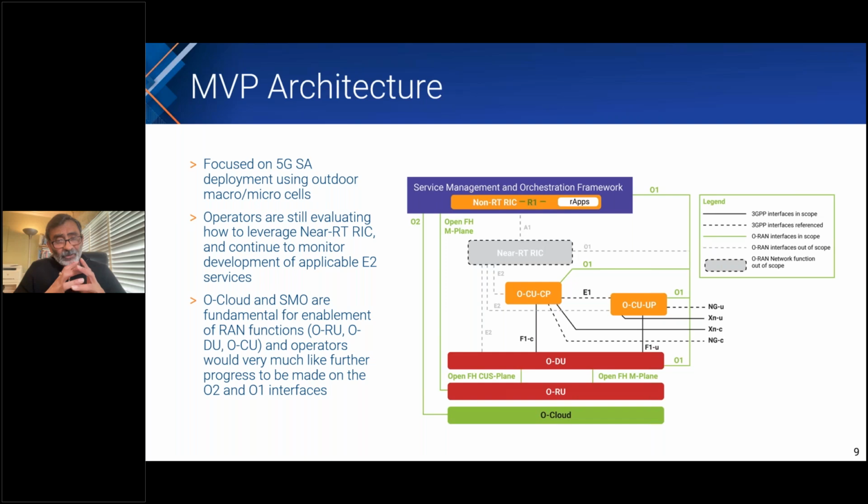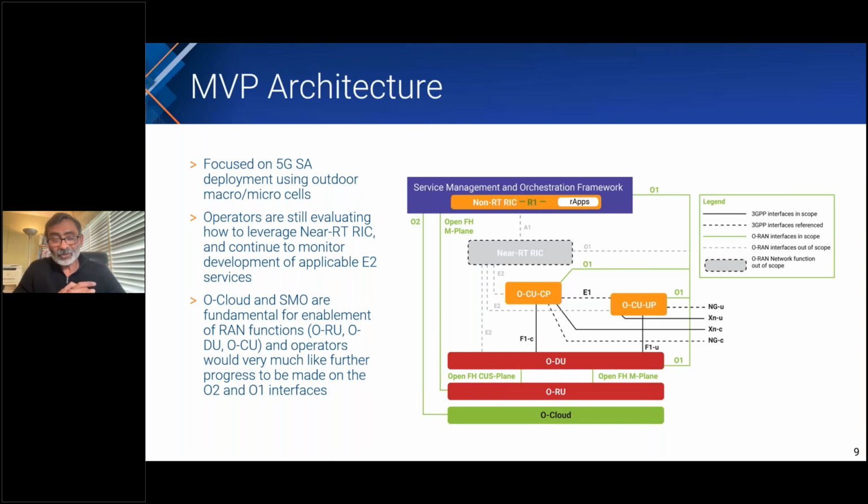There are two main areas we focused on during the architectural discussions. One was around the RIC aspects. The other one was around the cloud aspects. From a RIC aspect, all of the MNOs were in general consensus that the non-real-time RIC and the framework for RF should be part of the MVP, because they see a lot of innovative RFs that they would like to deploy over the next 18 to 24 months.